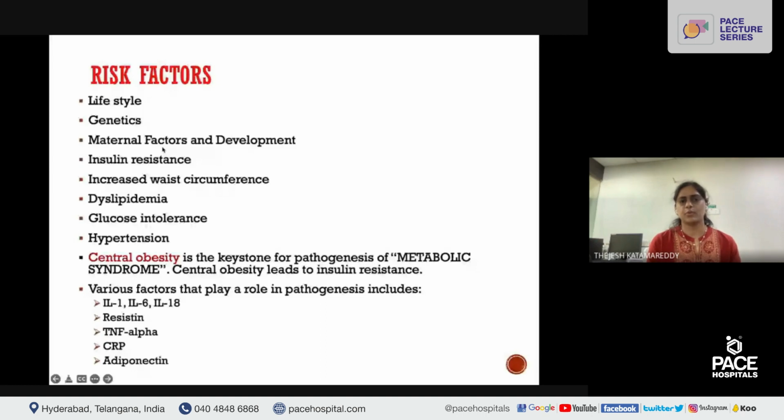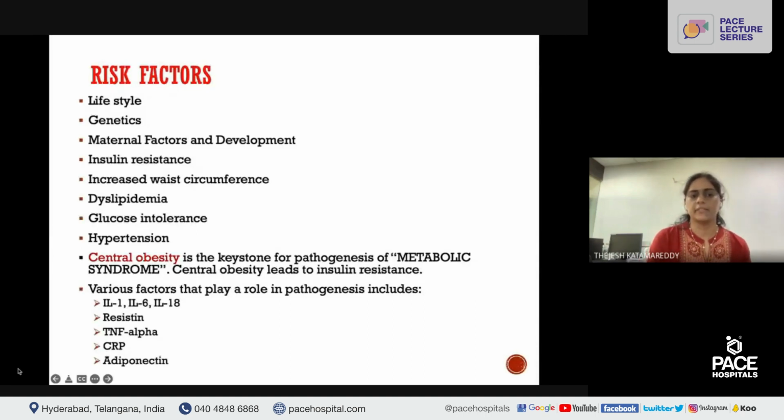obesity in pregnancy also might lead to metabolic syndrome, which is not shown in early childhood, but shows up as the child grows up. And insulin resistance, as discussed earlier, is the main risk factor for metabolic syndrome. Increased waist circumference, dyslipidemia, as already told, increased triglyceride or decreased HDL, glucose intolerance in the form of impaired fasting glucose or impaired glucose tolerance, hypertension, and central obesity is the keystone for pathogenesis, which in turn leads to insulin resistance.